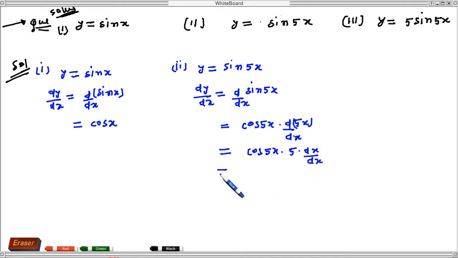Note that is 5 cos 5x. Note here you can also write the d/dx of sin x is cos x, so you can write d/dx of x, that is 1. So here in place of x, here is 5x, so we have to write d/dx of 5x. Similarly, we will proceed for the third question.